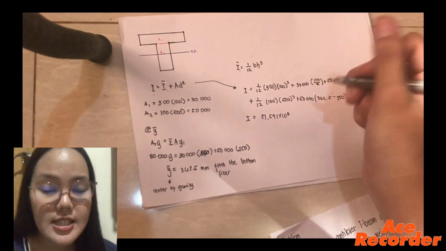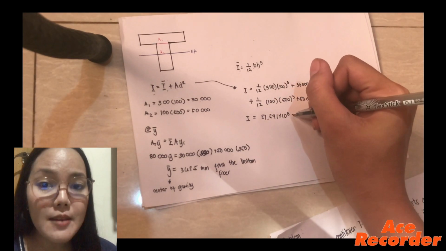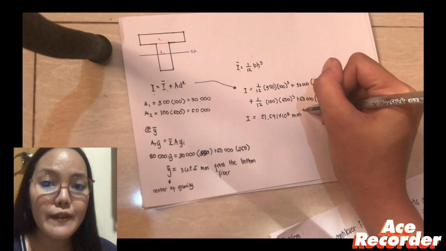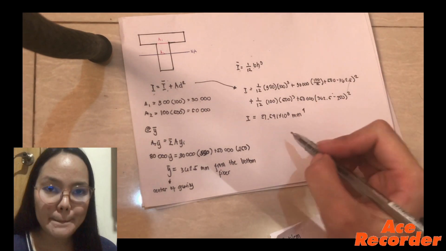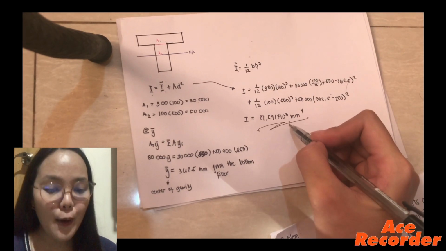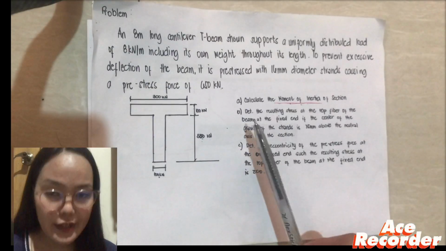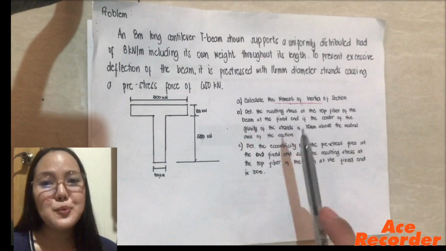Now, if we calculate this, we will get 27.541 times 10 to the 8th power millimeter to the 4th power. Now, we have the moment of inertia. Let's proceed to letter B.